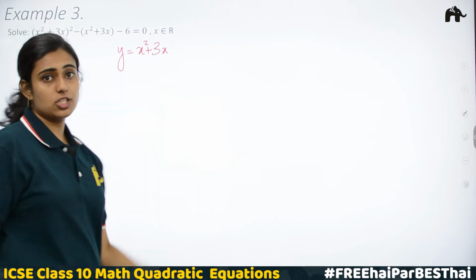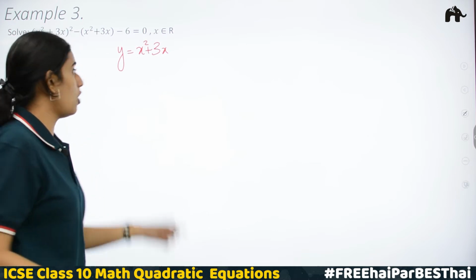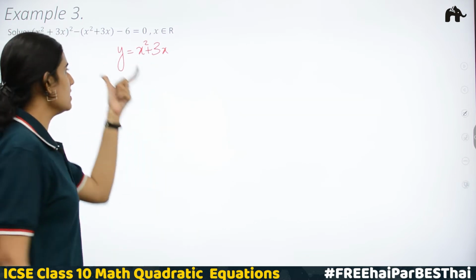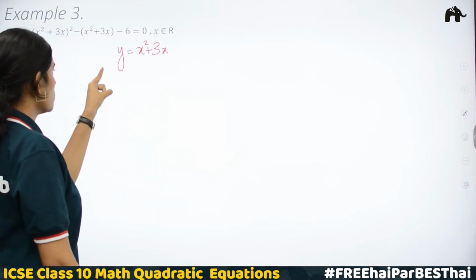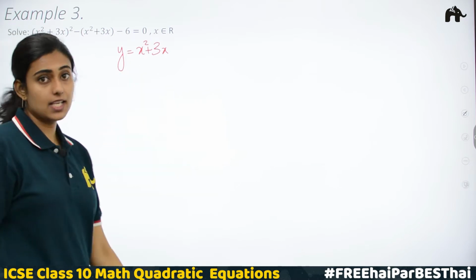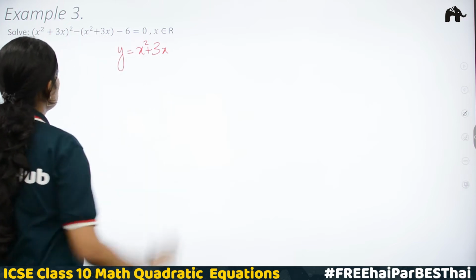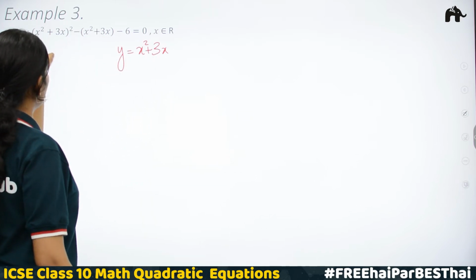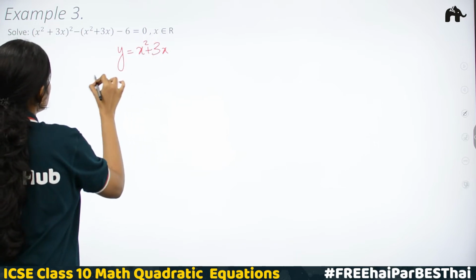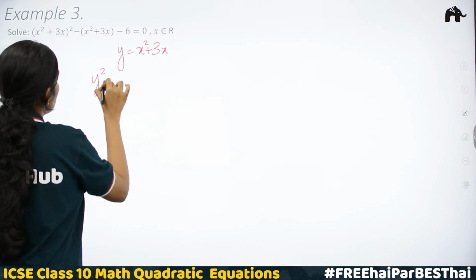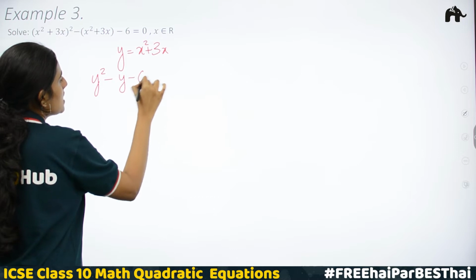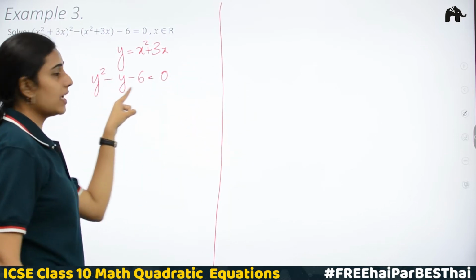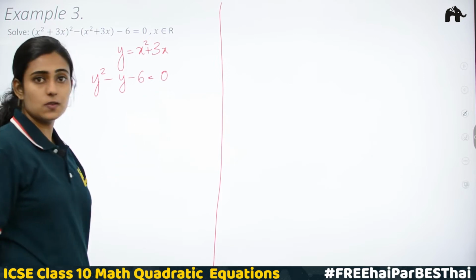Just look at this equation. How can we convert it to the standard form? Only by substituting y = x² + 3x. This is our substitution. When you substitute y = x² + 3x, this equation becomes y² − y − 6 = 0.